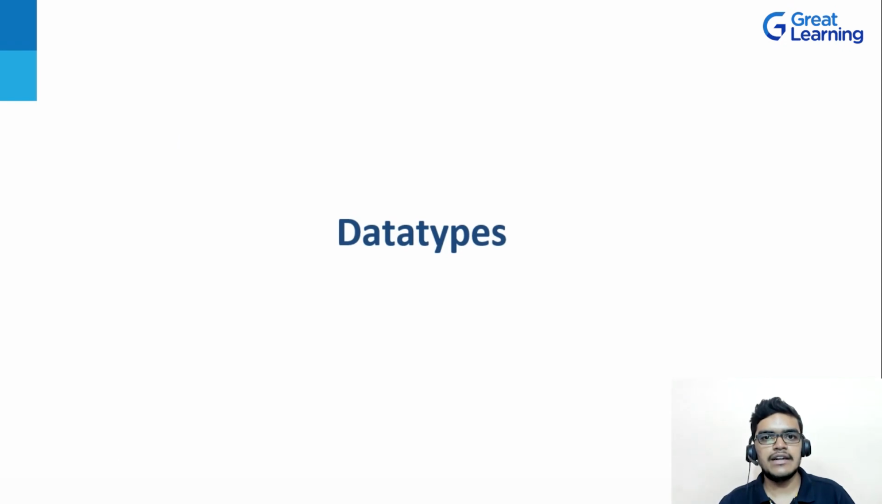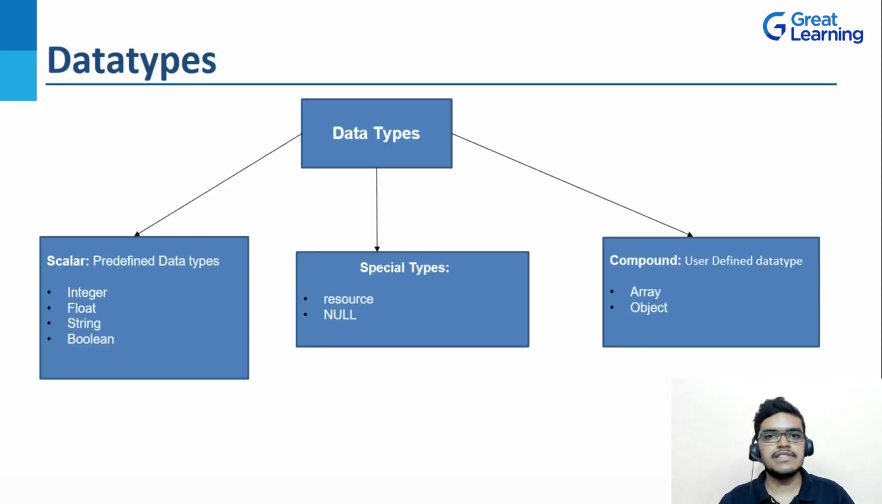Next we are having data types. So let's see what are different data types present in PHP. So in PHP we basically have three types of data types: scalar data types, special data types, and then compound data types. So in scalar data types, we have predefined data types, which we have already seen earlier. So in this, we have integer, float, string, and boolean.